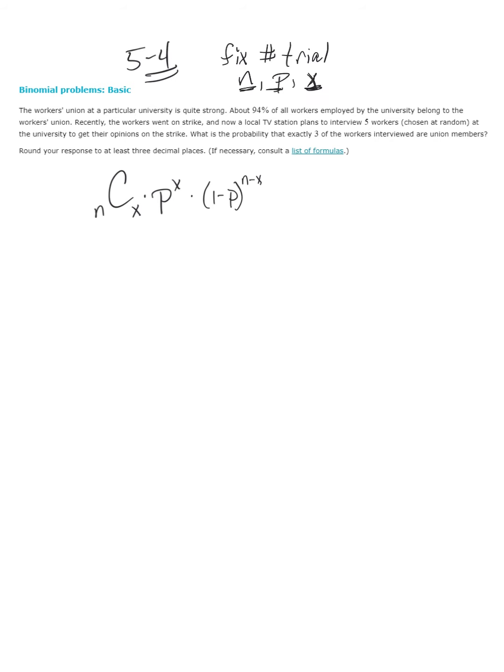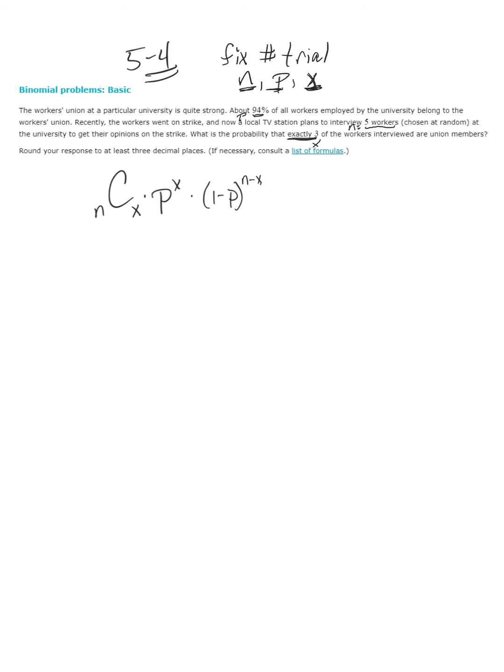So here you have a workers' union, particular university, quite strong. 94% of all workers employed belong to the union. Okay, there's your probability. Recently, the workers went on strike. The TV station planned to enter 5 workers. Okay, that's going to be your number of workers. That's going to be n. What is the probability that exactly 3? Okay, there's your x, exactly 3 workers interviewed are union members.